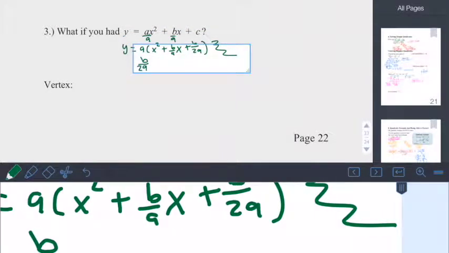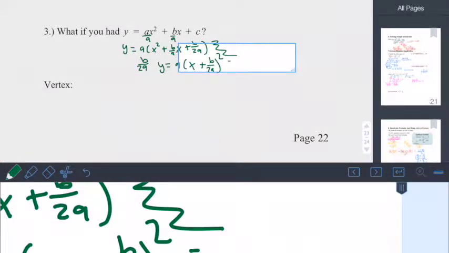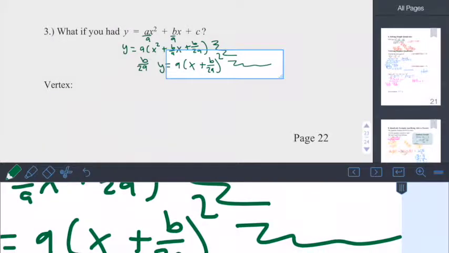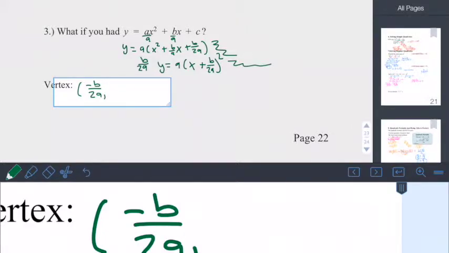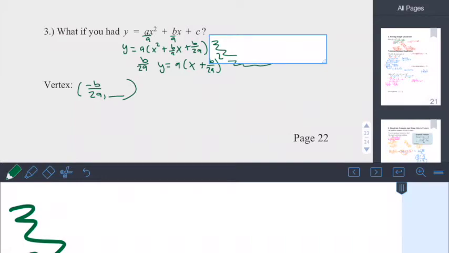But when I would factor this, I would get a(x plus b over 2a) squared, and then some other junk. But when I have my vertex, I know my vertex has negative b over 2a, and that's where it comes from, and then I would have my y value where I plug it in, and I could show you that as well, but I'm not going to.